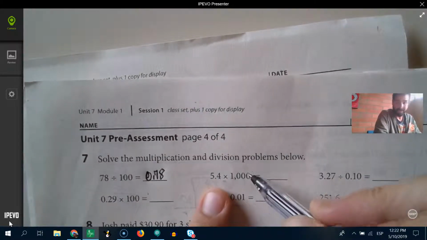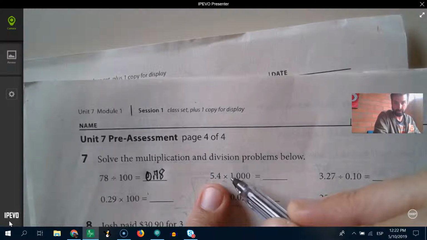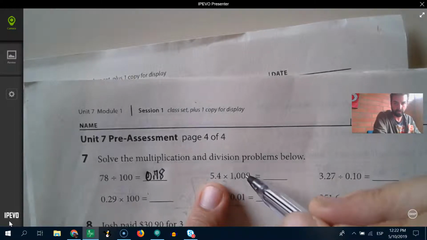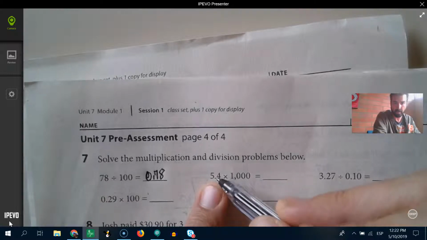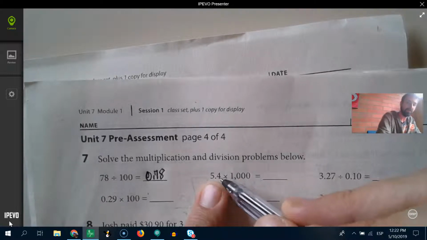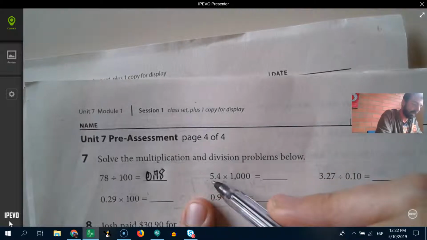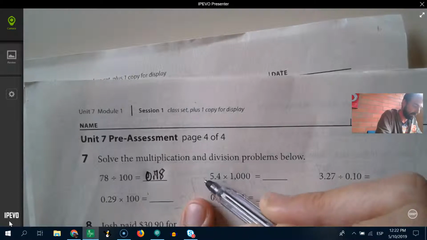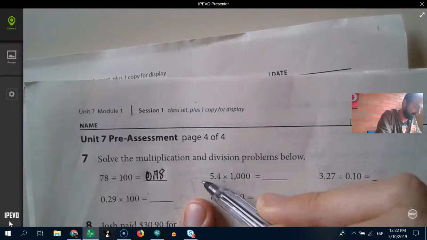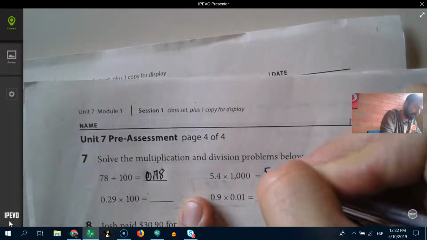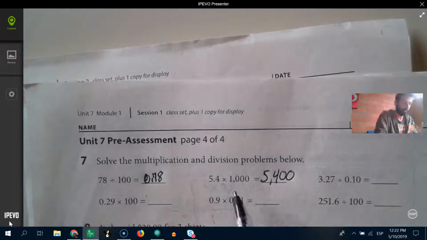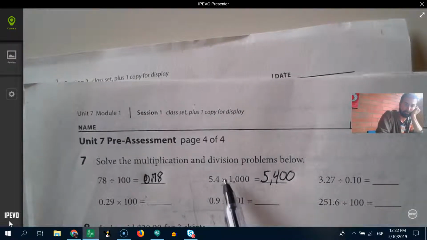All right, 5.4 times 1,000. We're multiplying, so that's going to be growing by 3 factors of 10 for 1,000. So my digits are going to move 3 places to the left. We start with ones, then we go tens, hundreds, thousands. So my 5 is going to be in the thousands, the 4 moves to the hundreds, and again there's an infinite amount of zeros this way, so that's where those zeros are coming from, they're shifting.